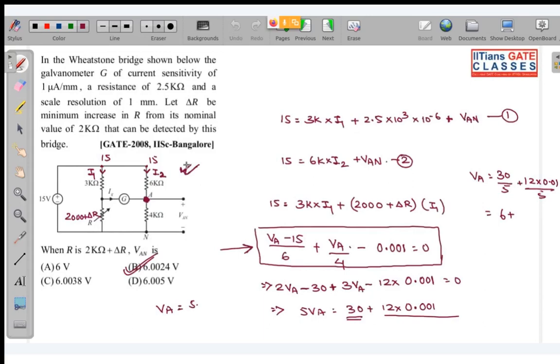Okay, fine. So we found out this one, that it is 6.24. Okay, any doubt in this? VA is equal to this value we got.